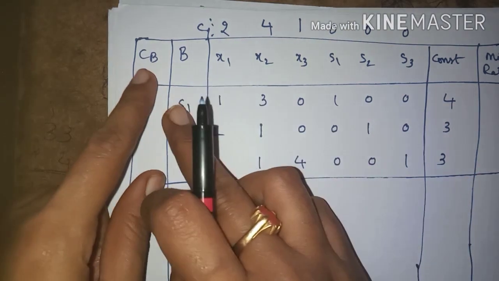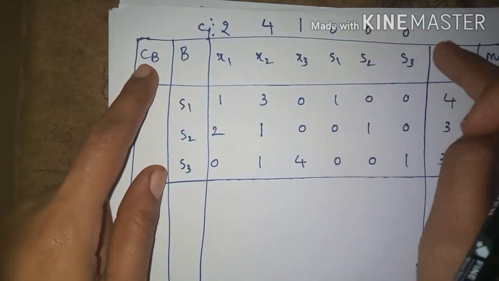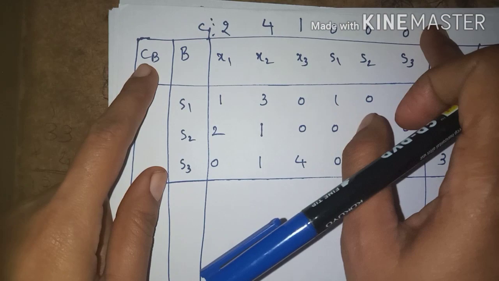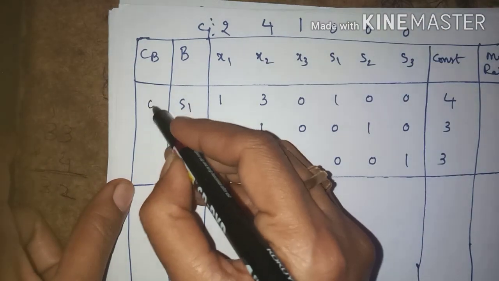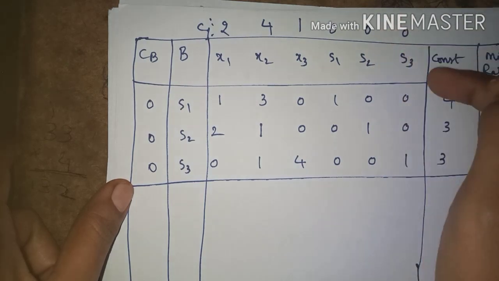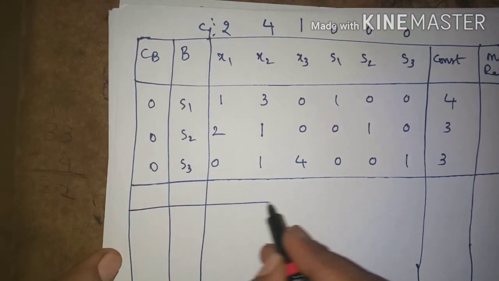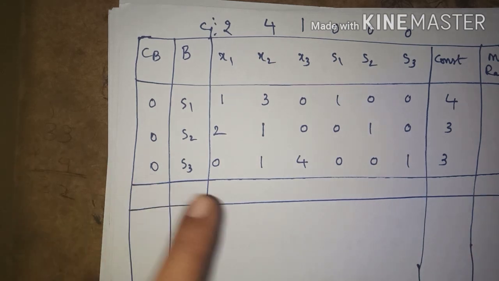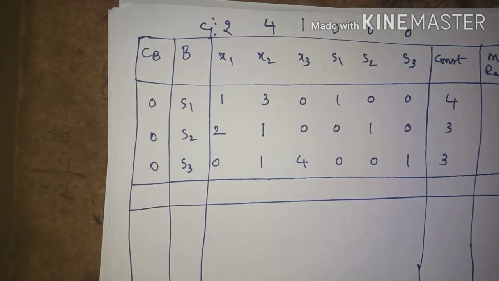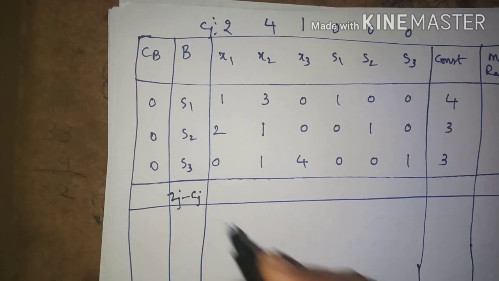Now above CB, the coefficients of basic variables: above s1 0, above s2 0, above s3 0 in the objective function. That one we have to write, 0 0 0 here, that's why 3 zeros. And draw one more line like this. This is the index row. What we have to do with the index row? We calculate the index row using the formula Zj minus Cj.